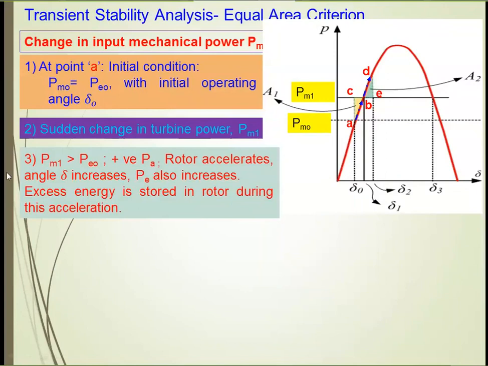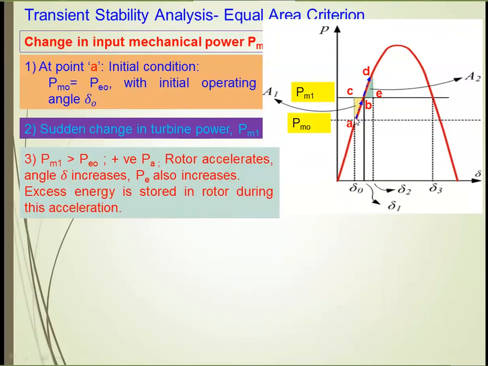So in step 3, what we find here is that PM1 is greater than PE, because instantaneously PE is at point A here, right? Instantaneously it is PE0, and the turbine mechanical power is PM1, which is constant now. So PM1 becomes greater than PE0, and thus we have positive accelerating power. As a result, the rotor accelerates, because this is positive, and thus angle delta will increase.